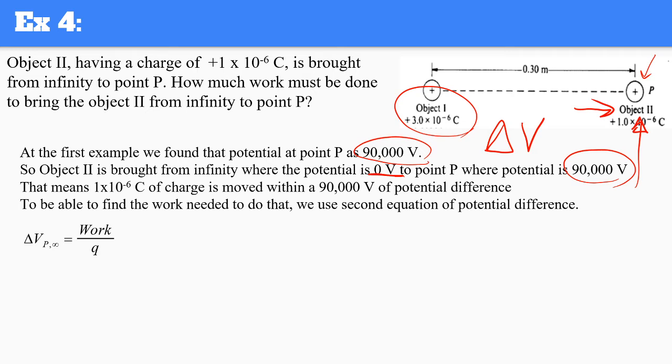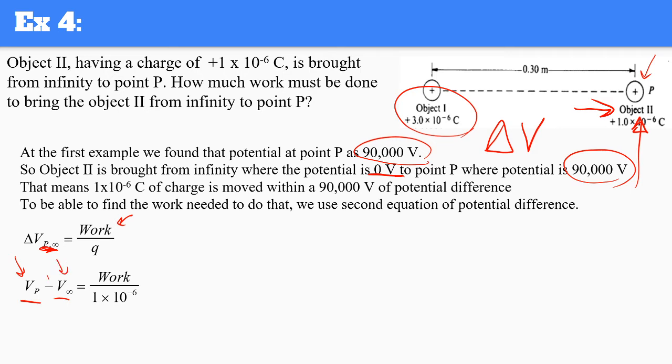So then what are we going to do? We are going to go with the second equation that we use to find the potential difference. So my potential difference is going to be from P to infinity, and it's going to be equal to the work done on the charge that we are moving. And then potential at P is my final location minus potential at infinity, which is the initial location. So final potential minus initial potential.